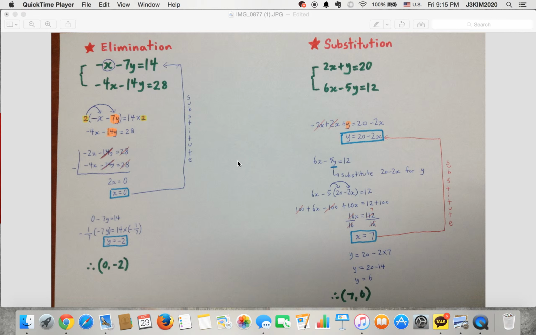Now, since the x value is determined, this should be substituted into the equation y equals 20 minus 2x. When I substitute 7 for x in this equation, it is y equals 20 minus 14, and thus I get y equals 6. Therefore, the solution for this set of equations is x equals 7 and y equals 6. And if this is written as a coordinate pair, it is (7, 6).